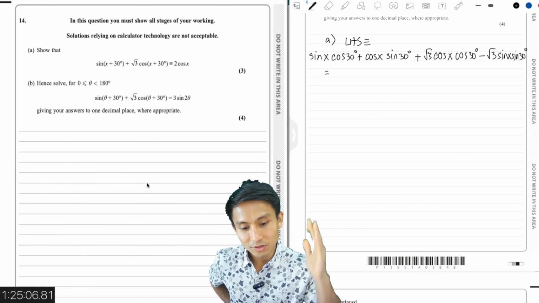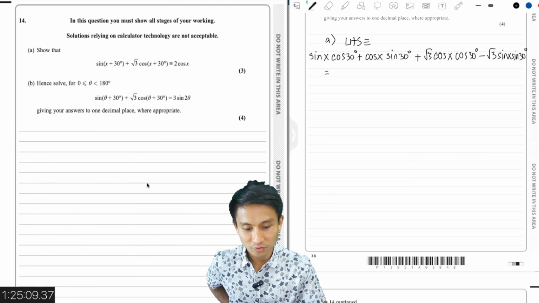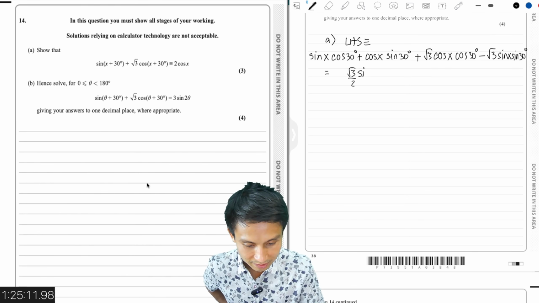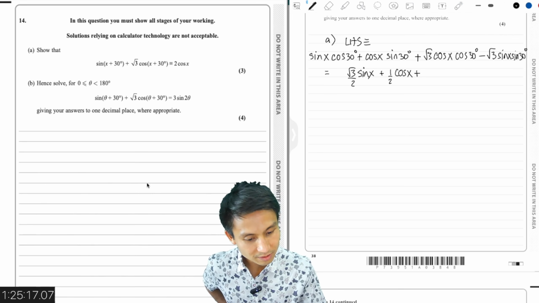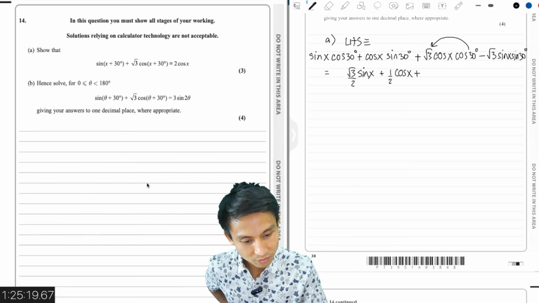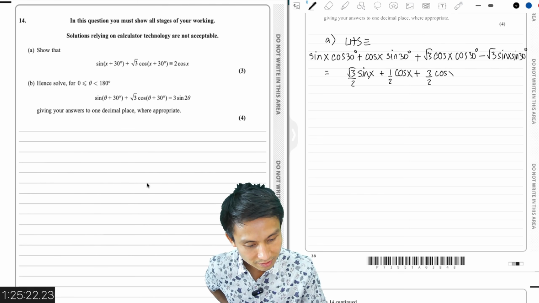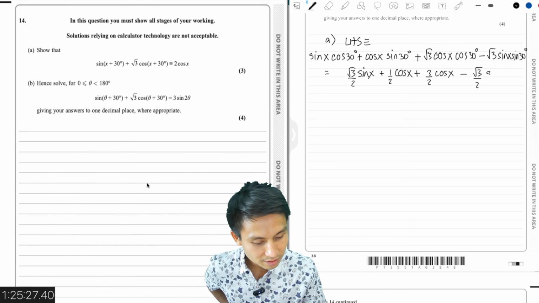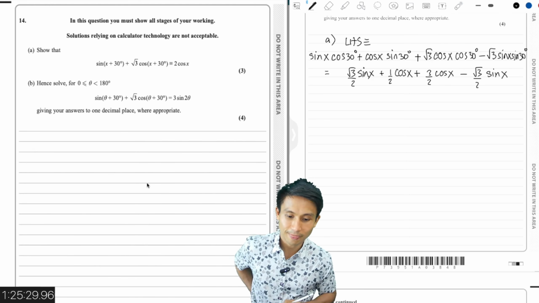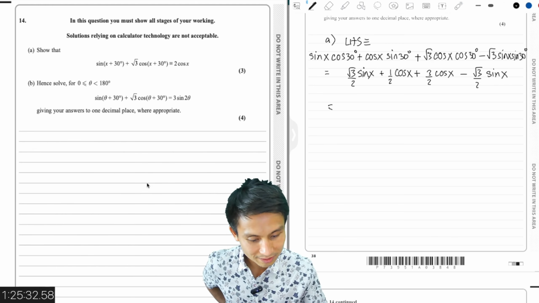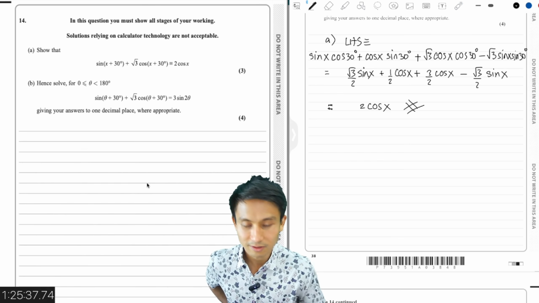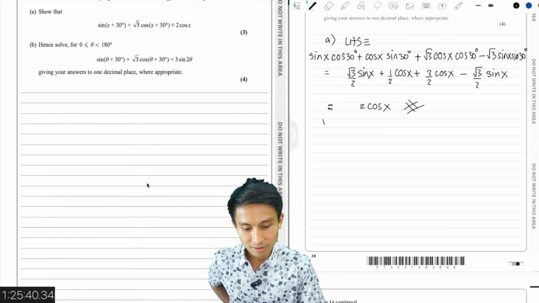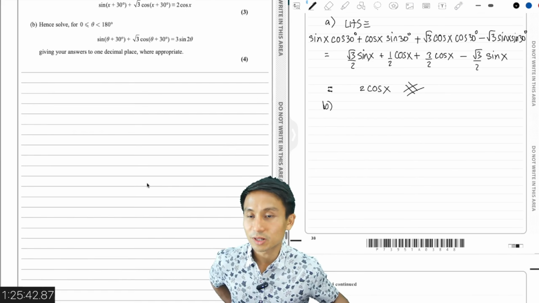Now we know that cos 30 is just root 3 over 2, so that's root 3 over 2 sin x, and sin 30 is 1 over 2, so 1 over 2 cos x, plus root 3 over 2 times root 3, so that's going to be 3 over 2 cos x, minus, this is 1 over 2 times root 3, so root 3 over 2 sin x. Yep. Now see, they cancel, so it simplifies to 2 cos x as required. Easy peasy, right?